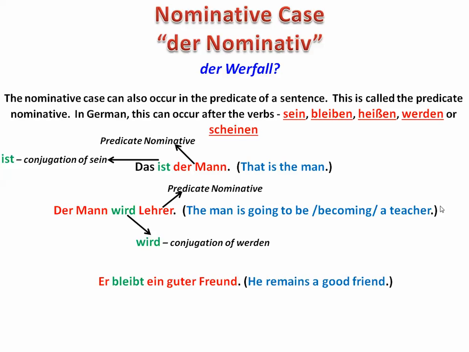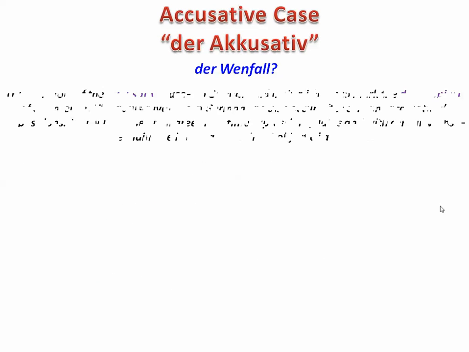Alright, the last example, er bleibt ein guter Freund. Here we have another predicate nominative after the conjugation of the verb bleiben. Okay, now the accusative case.